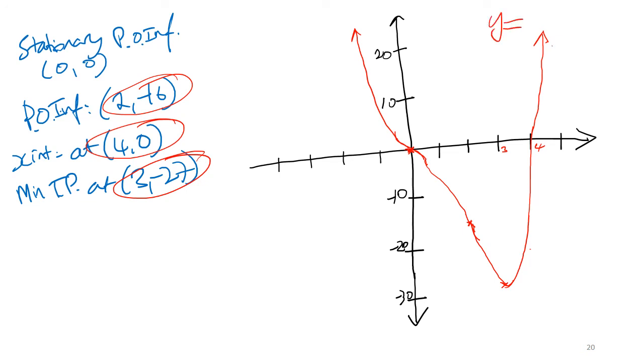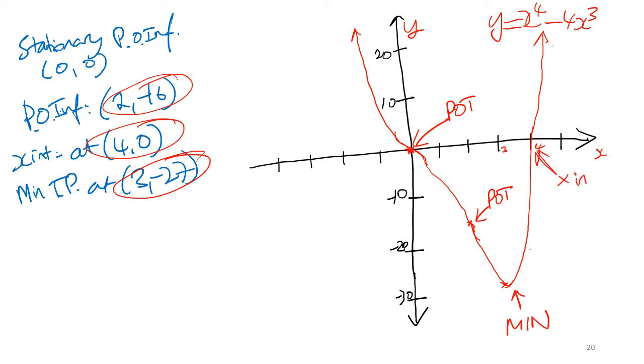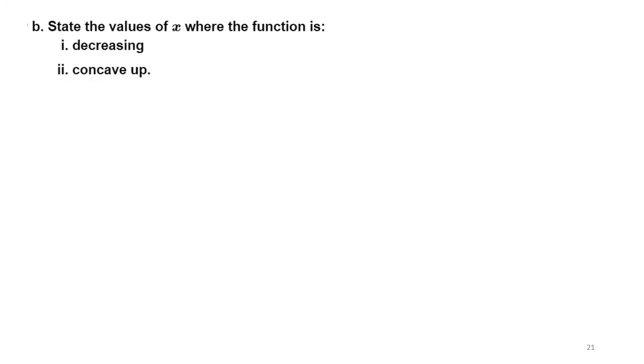Alright, label our graph. y equals x to the power of 4, take away 4x to the power of 3. And we are done. We can see we have labeled all the important points. This is my point of inflection. This is another point of inflection. This is the local minimum. This is my x-intercept. This is also the x and y intercept. So all the important points are labeled.